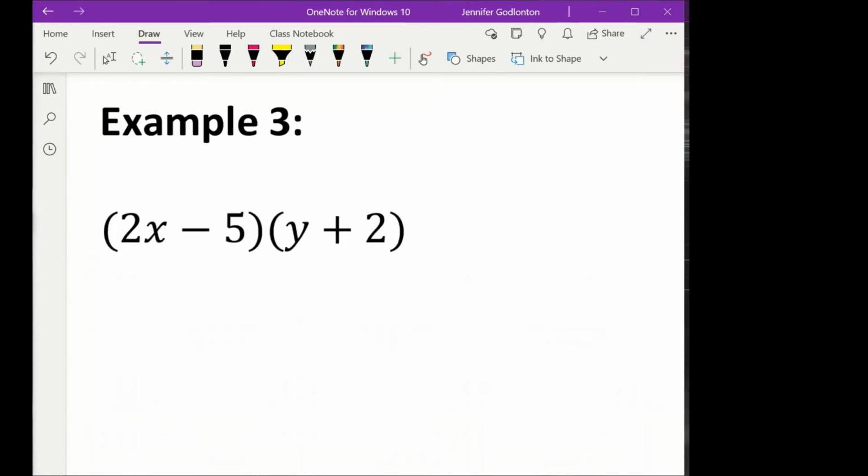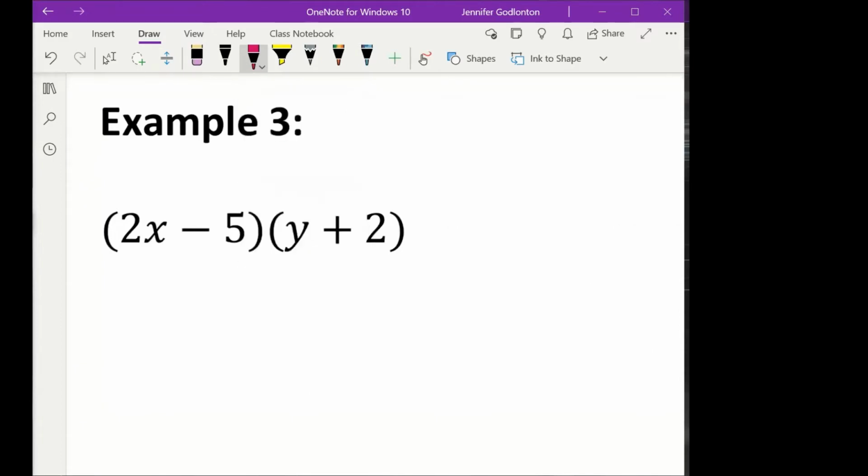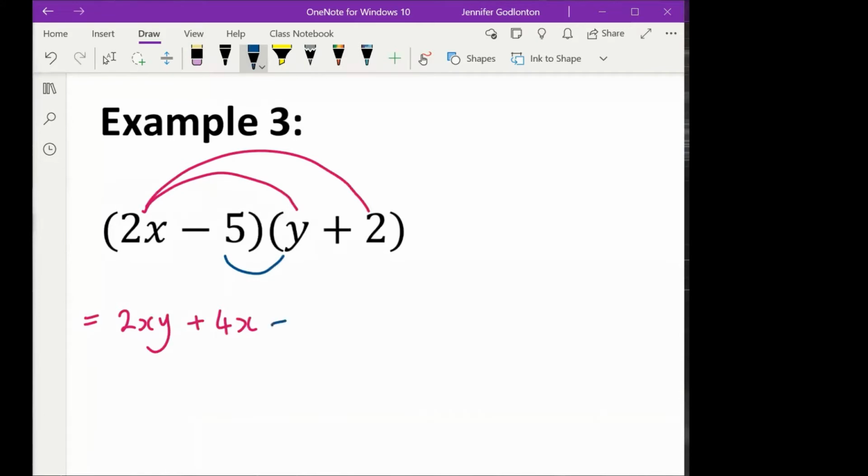Let's try. I love that spirit, Ezekiel. Okay, so first step over here, we are going to say 2x times y, which is going to give us 2xy. 2x times 2, which is going to give us 4x. Let's change this color. -5 times y is -5y, and -5 times 2 is -10, and I don't have any like terms, so I can't add anything. So that is my final answer. And that is as lovely as binomials are.